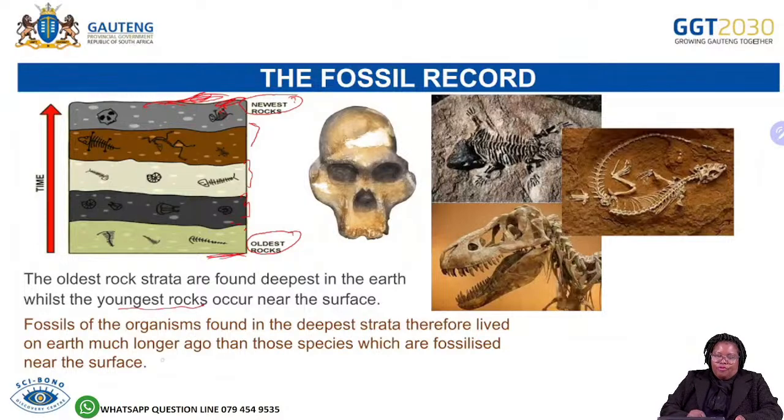Right? Now, fossils of organisms found in the deepest strata therefore lived on earth much longer ago than those species which are fossilized near the surface. These ones lived much longer ago than this one that we find near the surface. Okay.